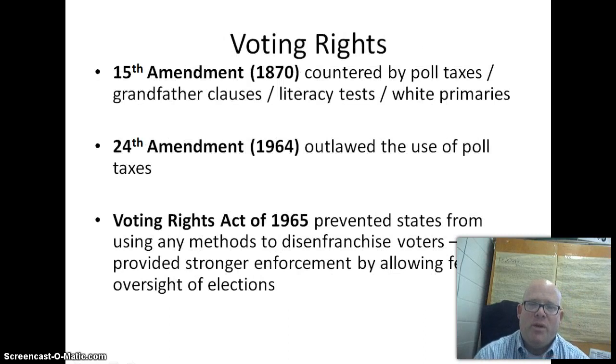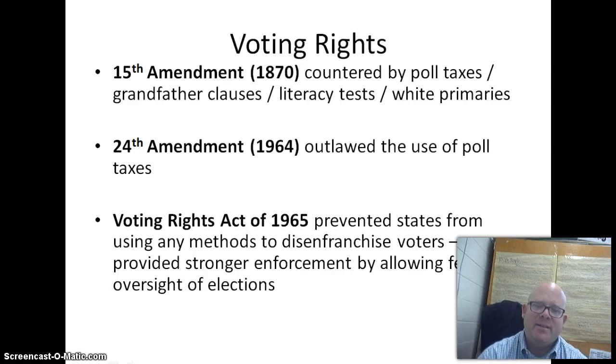All right, when we look at voting rights, this is another big element of civil rights. The 15th Amendment is going to be passed in 1870, and it's going to give African Americans the right to vote, but it's going to be countered with poll taxes, grandfather clauses, literacy tests, and white primaries, primarily in the South, to prevent African American voters from participating. The 24th Amendment will be added in 1964, which outlaws the use of a poll tax where you have to pay to vote. That was going to disappear.